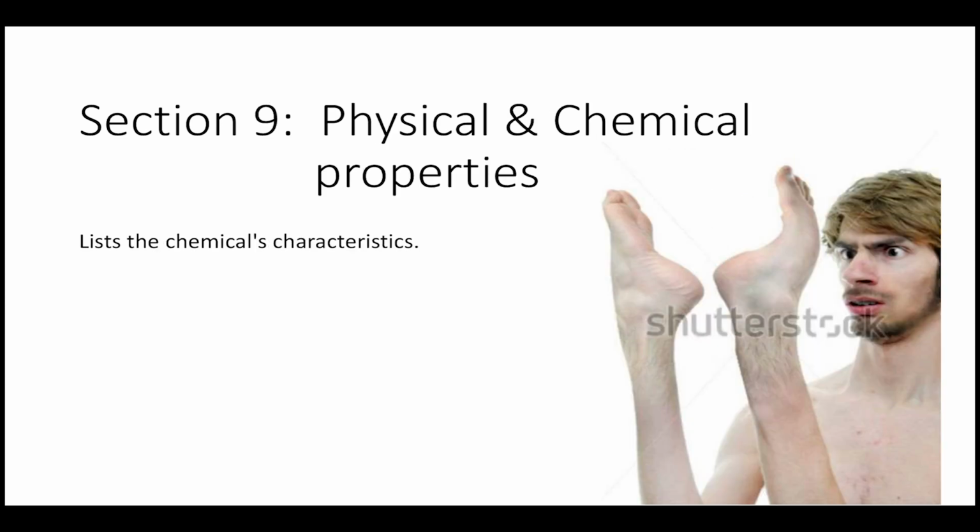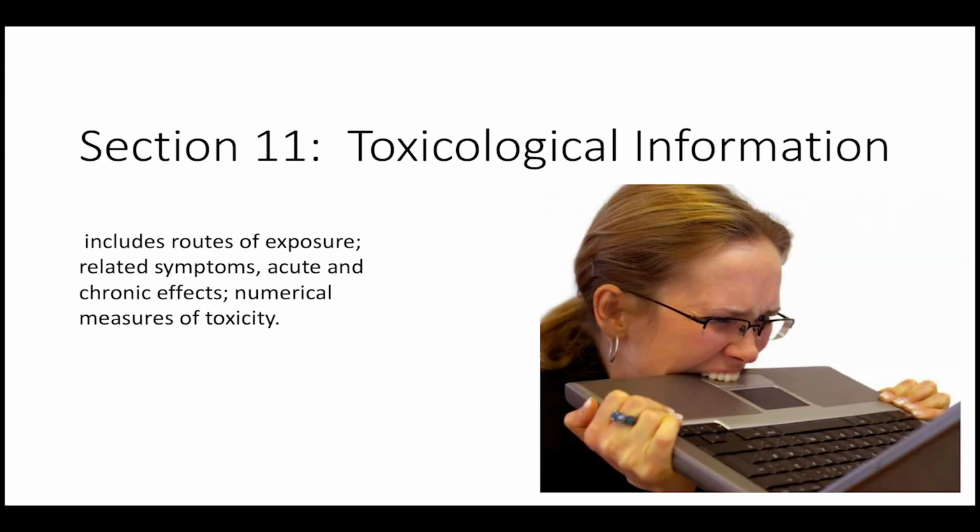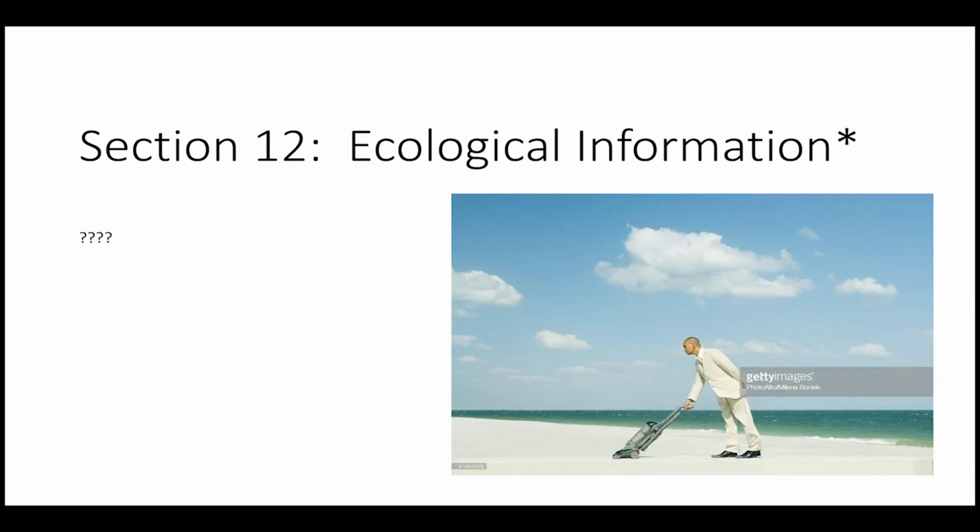Section 9, physical and chemical properties. This lists the chemicals' characteristics. Section 10, stability and reactivity. This lists the chemical stability and possibility of hazardous reactions. Section 11, toxicological information. This includes routes of exposure, related symptoms, acute and chronic effects, and numerical measures of toxicity.